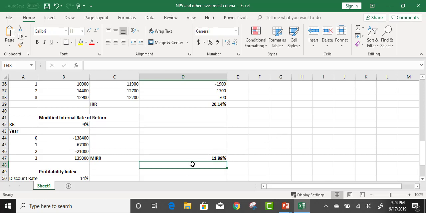So this method is used when the cash flows are non-conventional. You cannot use IRR. You have to use modified internal rate of return to find the internal rate of return.